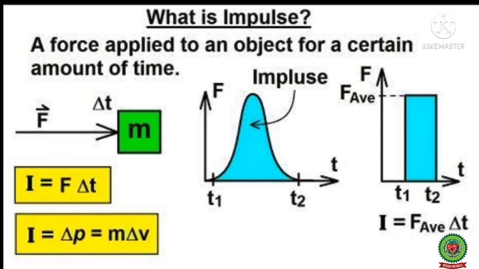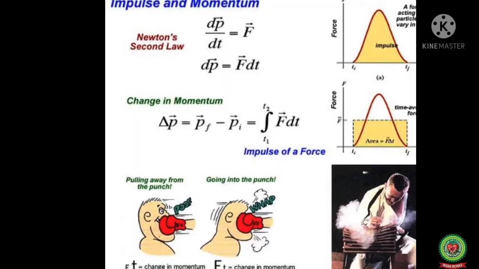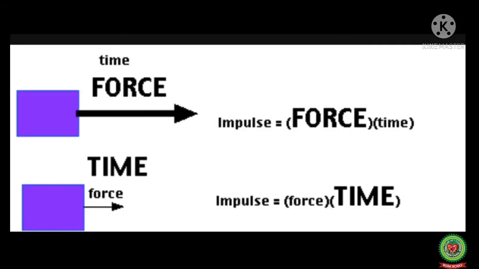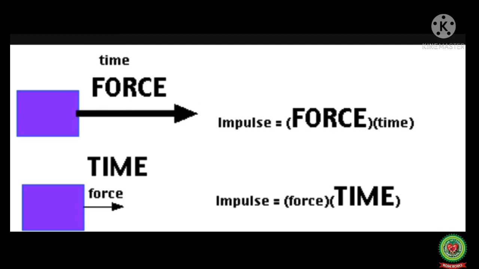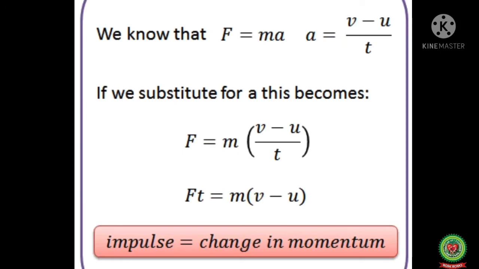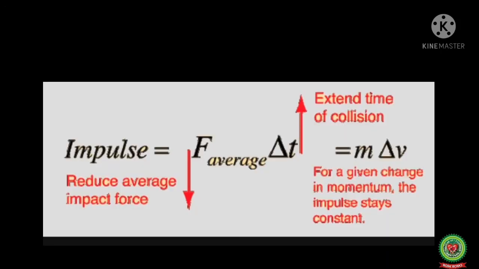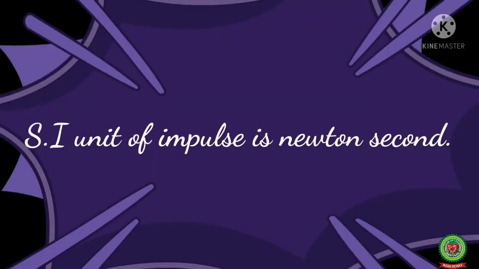Impulse is a measure of the degree to which an external force produces a change in momentum of a body. It is not a property of the body alone. The product of a large force and the small interval of time for which the force acts on the body is called impulse. It measures the total effect of force. The SI unit of impulse is Newton second and the dimensional formula is MLT^-1.